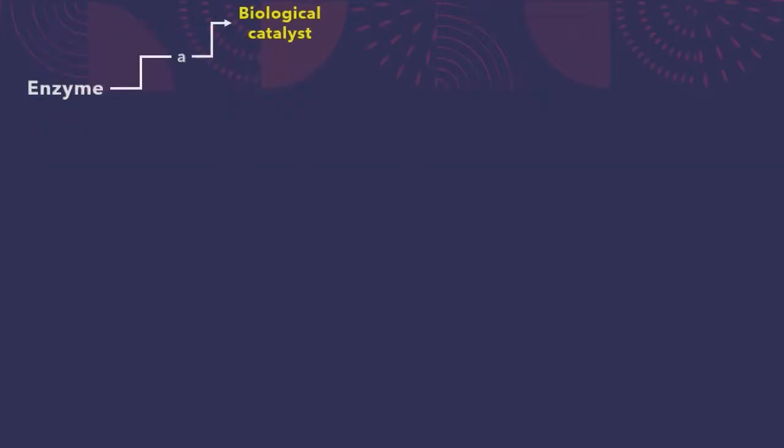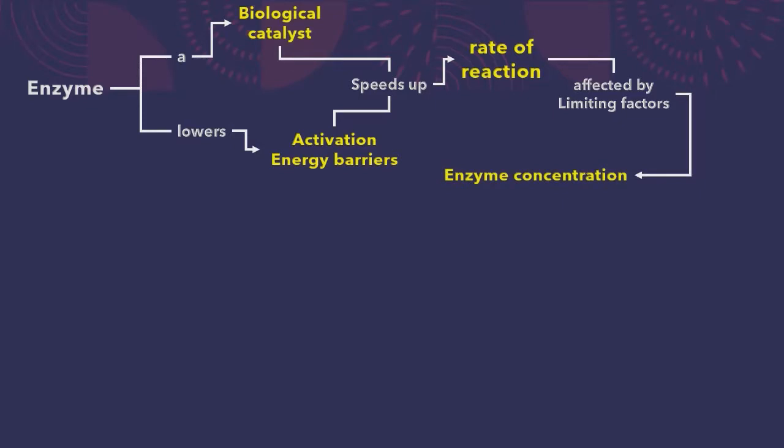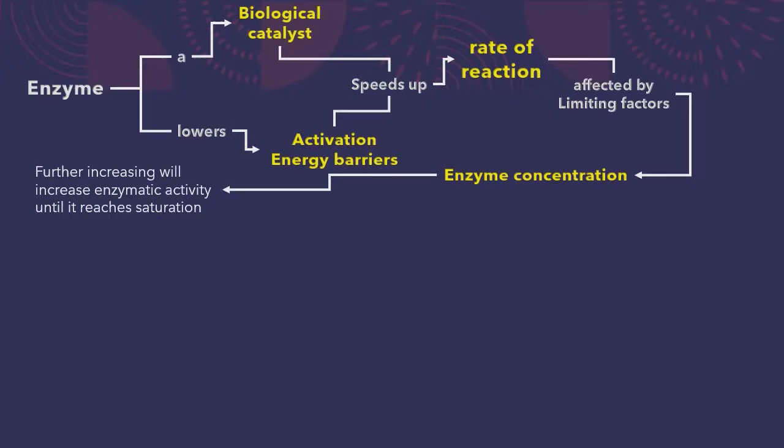Enzyme is a biological catalyst that speeds up the rate of reaction. This enzyme lowers the activation energy barrier that speeds up the rate of reaction. The rate of reaction, however, is affected by what we call limiting factors, and these limiting factors are the following. Enzyme concentration: when increased, it will further increase the enzymatic activity. However, when it reaches the saturation point, the enzymatic activity levels off.